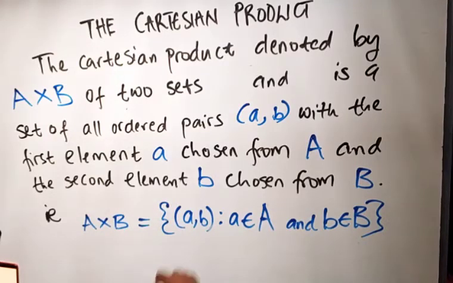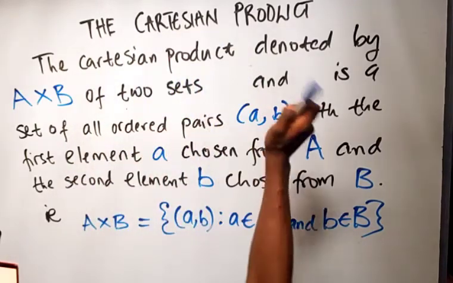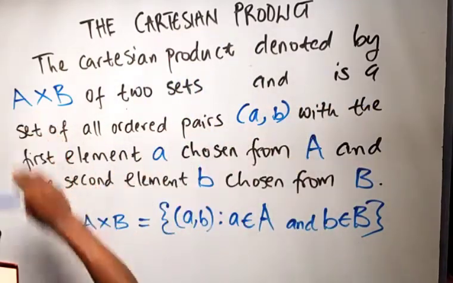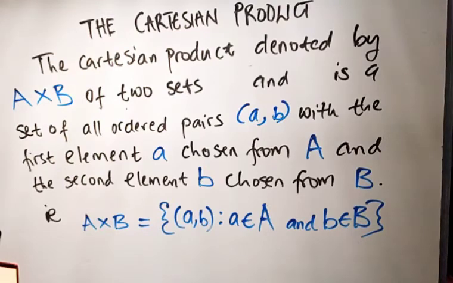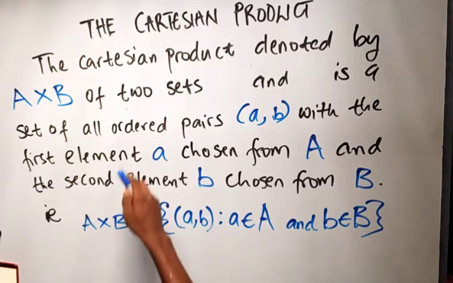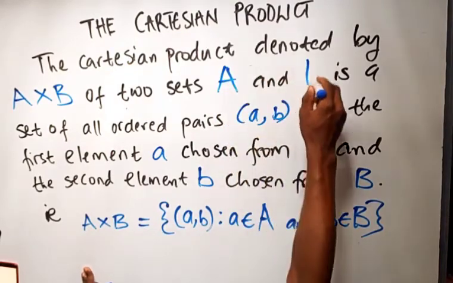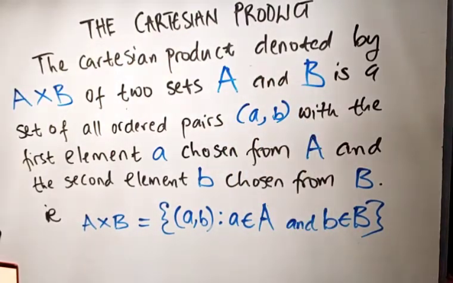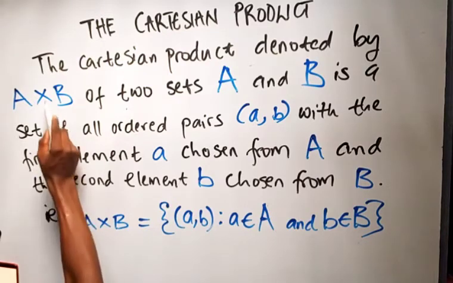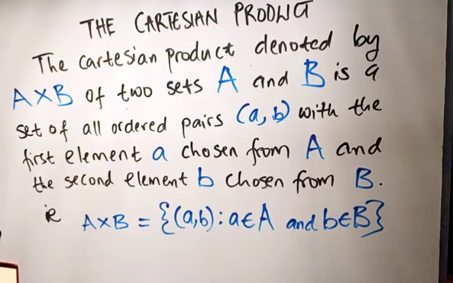Now in this video, I want to talk about the Cartesian product. Okay, so we said that the Cartesian product, which is denoted by A cross B, is the Cartesian product of sets. So if you have set A and set B, the Cartesian product of the two sets is denoted by this. Just use the cross product like that.